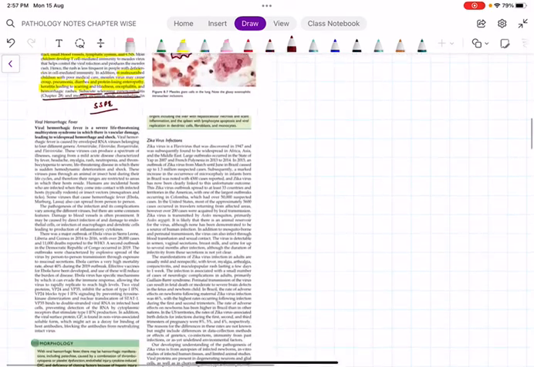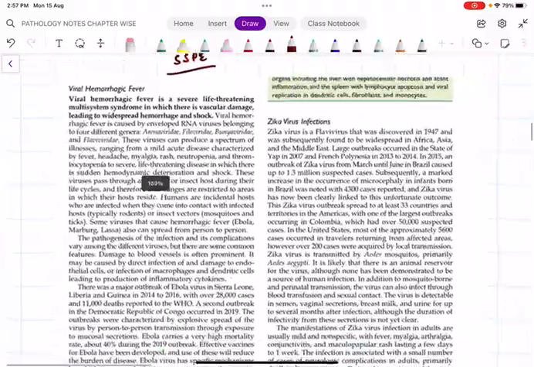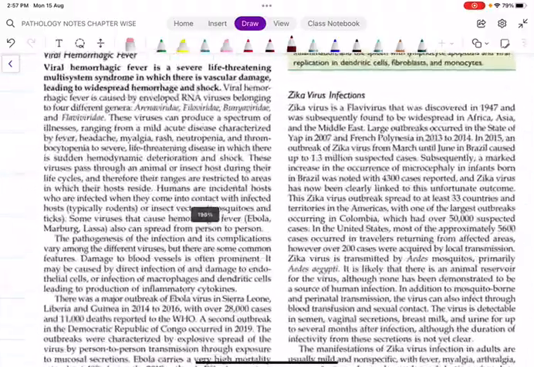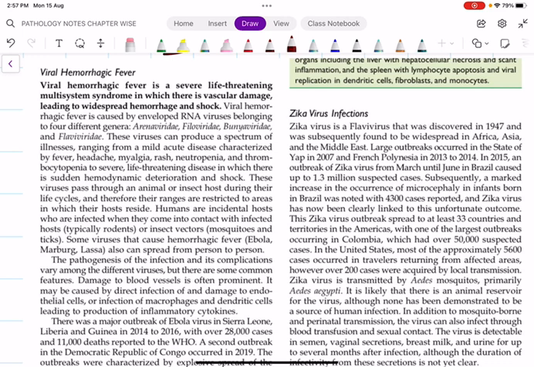Next, I am going to discuss viral hemorrhagic fever. Viral hemorrhagic fever is a severe life-threatening multi-system syndrome. There will be vascular damage. So what happens in viral hemorrhagic fever? Finally, the patient dies due to shock. Viral hemorrhagic fever is caused by dengue, Ebola, Hanta, Marburg, and Lassa. All these viruses are known to cause viral hemorrhagic fever.